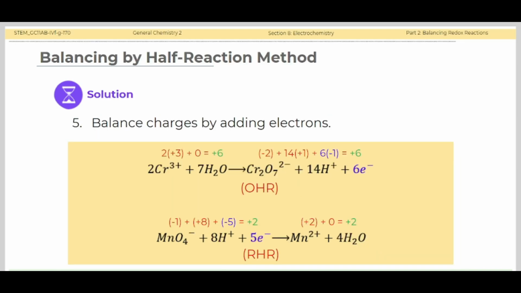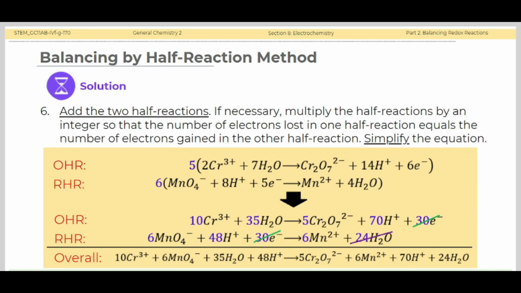5. Balance charges by adding electrons. The charges on the OHR can be balanced by adding 6 electrons on the product side. The resulting half reaction is consistent with the definition of oxidation, which involves loss of electrons. On the other hand, the charges on the RHR can be balanced by adding 5 electrons on the reactant side. The resulting half reaction involves gain of electrons, consistent with the definition of reduction.